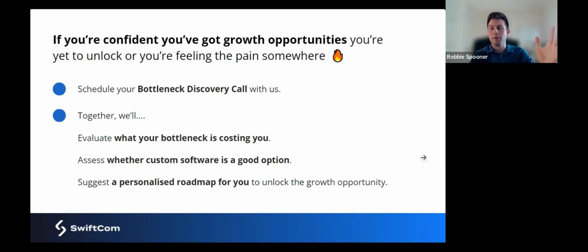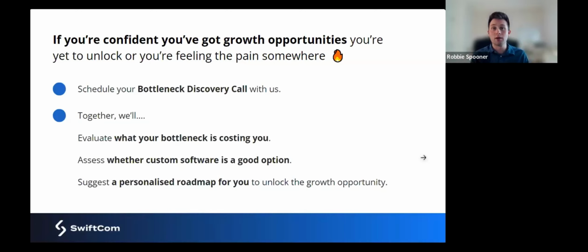We typically do about 10 of these a month, and we slot time for that purpose because we like to go pretty in depth and actually give it time. It is zero obligation, as I'll touch on now, but together, if you're keen, we'll basically discuss what your bottleneck is costing you and evaluate that.